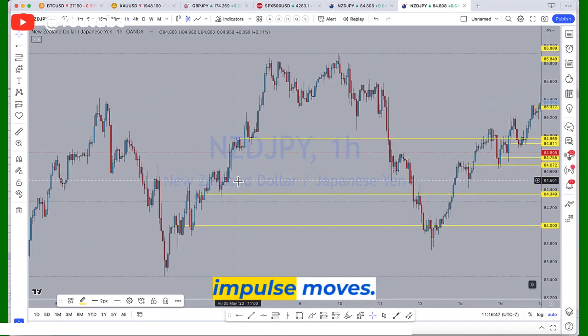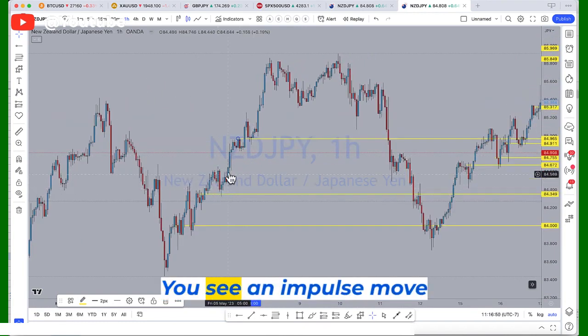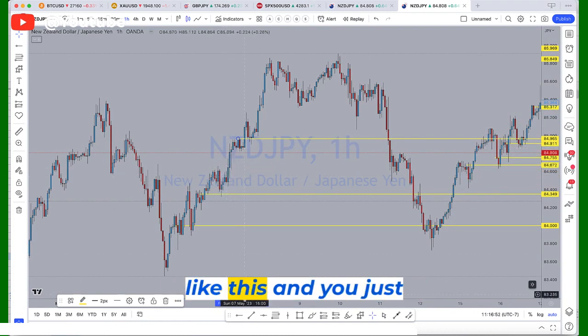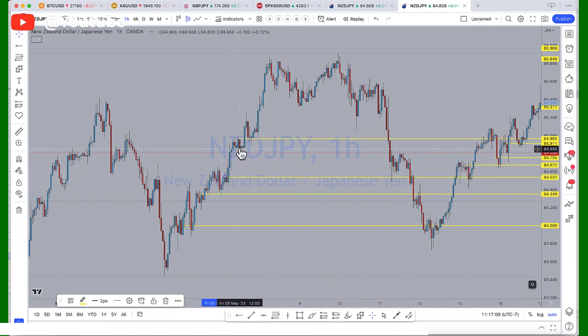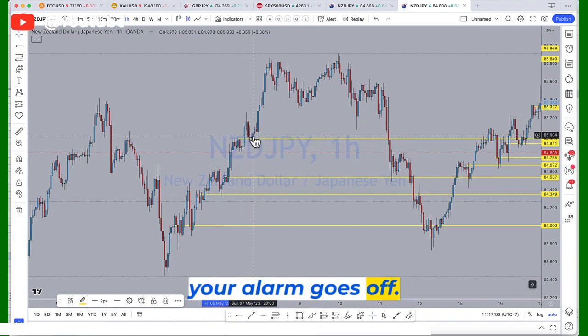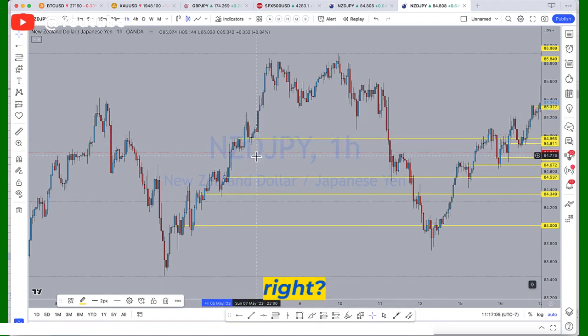is just look for the impulse moves. Now you see an impulse move like this, and you just trace it back to the last candle and you put your alarm there. This never came back, so your alarm would never go off. This one came back, your alarm goes off. Now you have a decision to make.